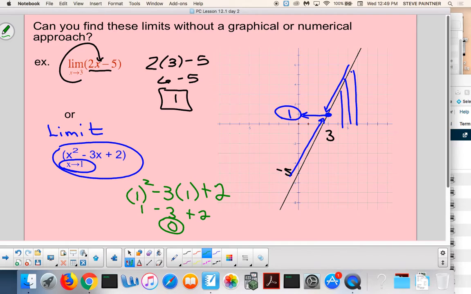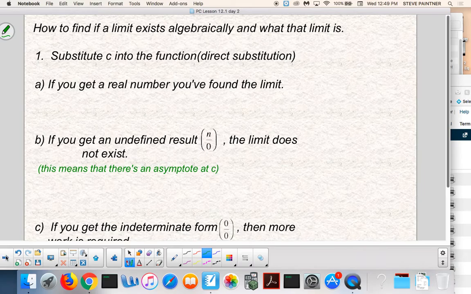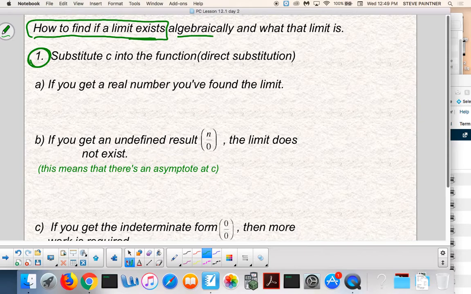Okay. Good. So plugging it in seems really easy, doesn't it? Does it always work? No. But here's the last slide, how to find a limit if a limit exists. So when you get the test, please do this. Number 1. Always do number 1. And it does say algebraically. It says substitute the c value into the function. This is known as direct substitution. If you get a real number, you found the limit. That's how easy it is, right?